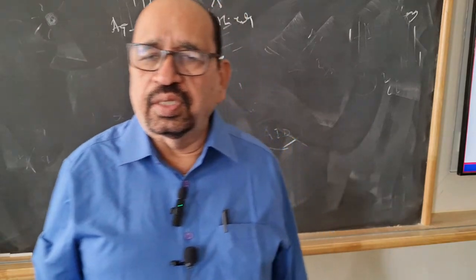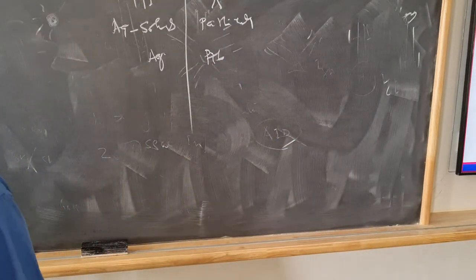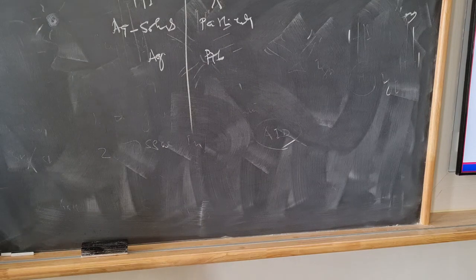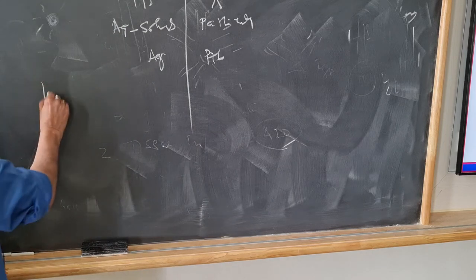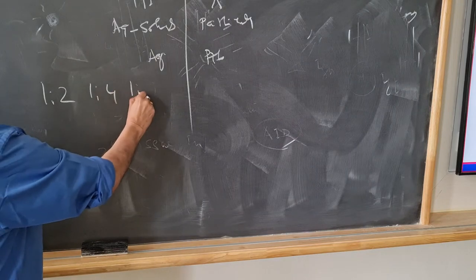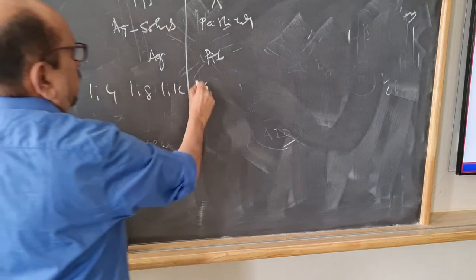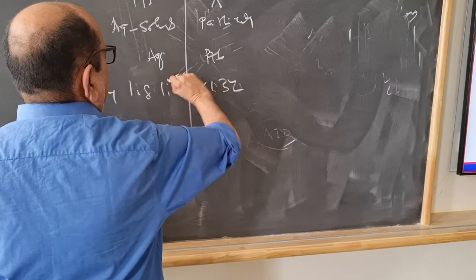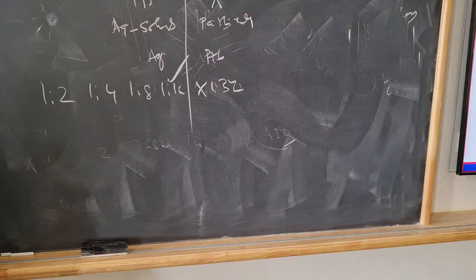Now, titer is defined as the highest dilution of serum in which antigen antibody reacts in an observable manner. For example, if there is agglutination in 1 in 2, 1 in 4, 1 in 8, 1 in 16, and there is no agglutination in 1 in 32, then 1 in 16 is the titer. Highest dilution of serum in which antigen antibody reacts in an observable manner.